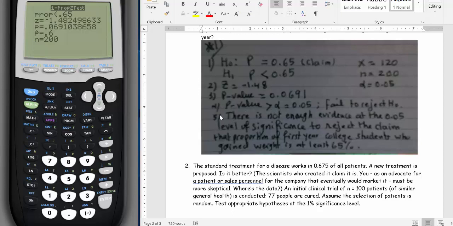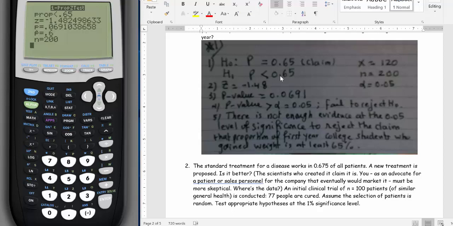Now, the most important step, the last one for a reader. Well, since you fail to reject H0 and our claim is in H0, you just say that there is not enough evidence to reject the claim. And that's exactly what I said. There is not enough evidence at the 0.05 level of significance to reject the claim that the proportion of first-year college students who gained weight is at least 65%. And this concludes the first exercise.